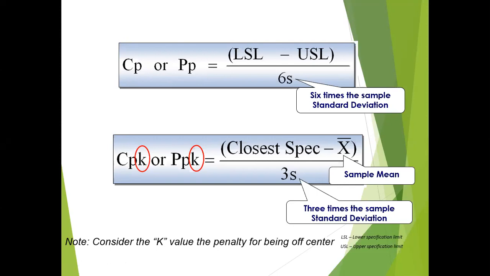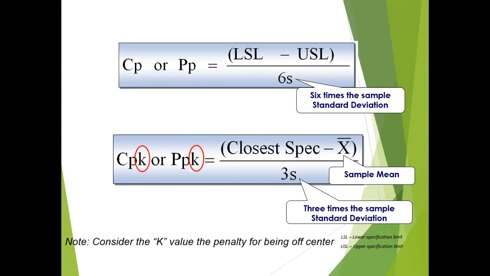And there's something called CPK or PPK. Here, the key difference is we look at the closest spec or specification limit minus X bar. X bar is nothing but the sample mean, the average mean of the distribution, divided by 3 times the standard deviation. Now that's a formula to identify 2 key factors. One is CP, and the second one is CPK.